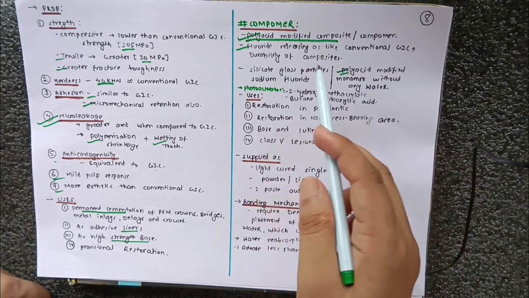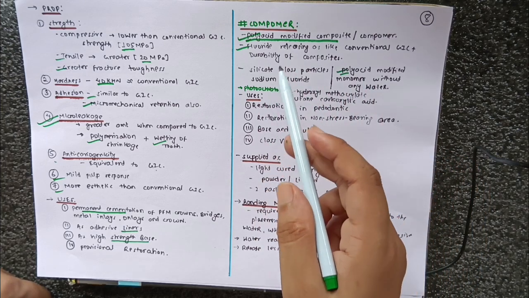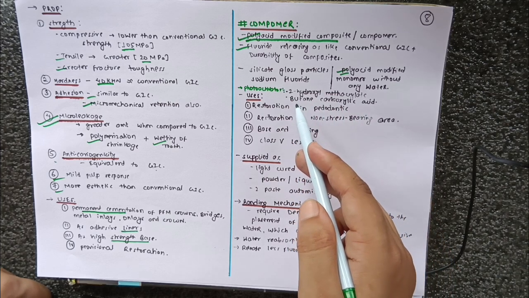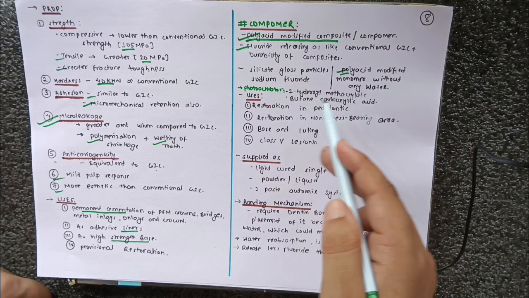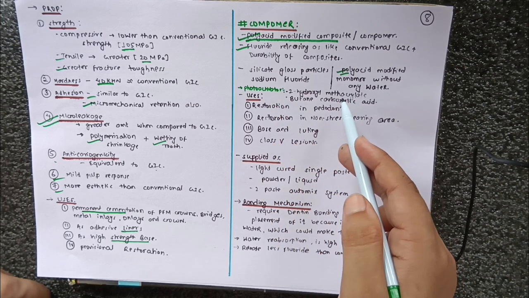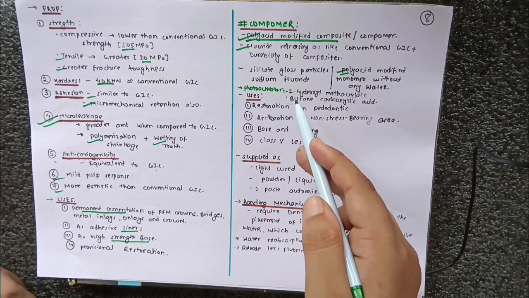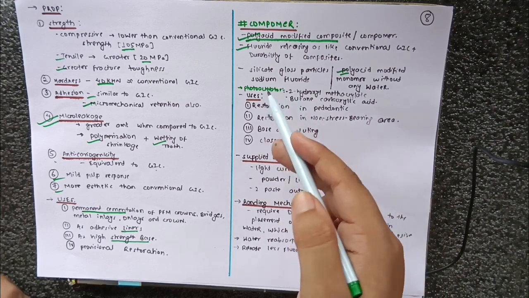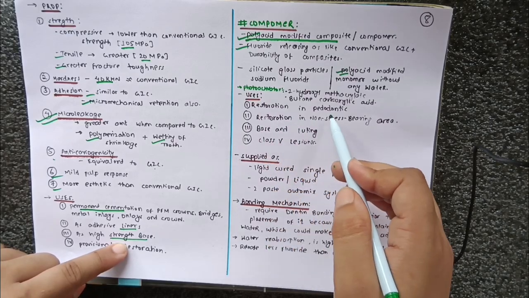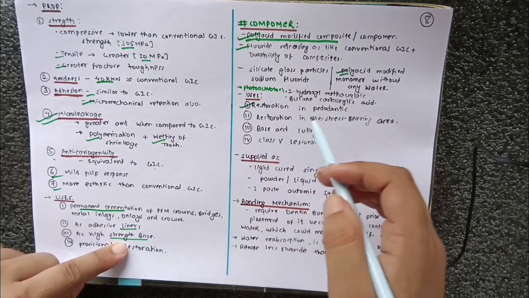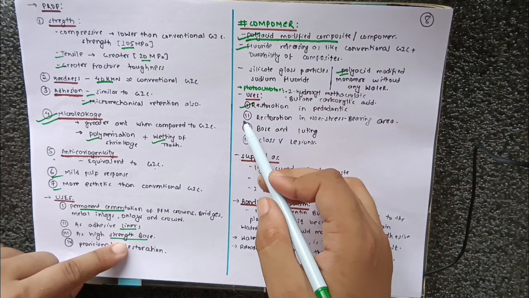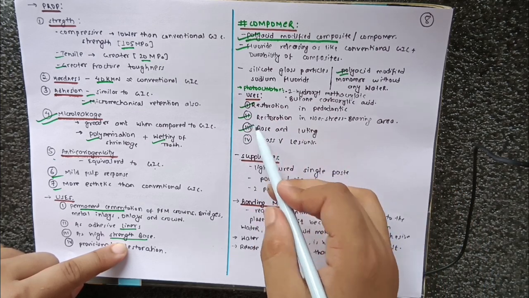So they are the constituents of the compomer, and the photoactivator that is present in the compomer is 2-hydroxyethyl methacrylate, and also butane carboxylic acid can be used as a photoactivator. Similarly, in the uses of the compomer, it is used as a restoration in the periodontic. For the periodontic we can use it as a restoration in non-stress bearing areas, for bases and luting, and class 5 lesions.